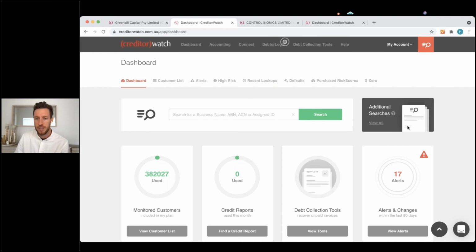What are the ongoing fees? No fees, as I said. Is there a limit on the search customers? Yes, of course. Your CreditorWatch package or plan that you sign up to, depending on whether you sign up online or you speak to a BDM, will have a limit as to the number of searches that you can perform.